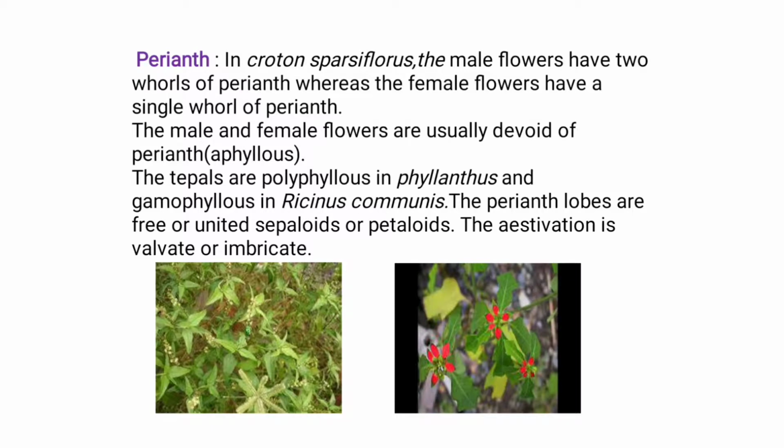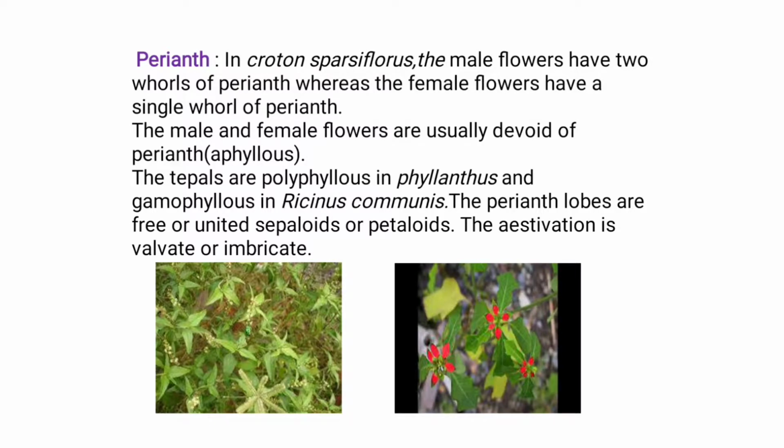In this Aporosa, the perianth is absent. The tepals are polyphyllous in Phyllanthus and gamophyllous in Ricinus communis. It means the tepals are present, so the perianth is present in Phyllanthus and Ricinus communis, but the tepals are free, that is polyphyllous, in Phyllanthus, and they are gamo, that is fused, in Ricinus communis.